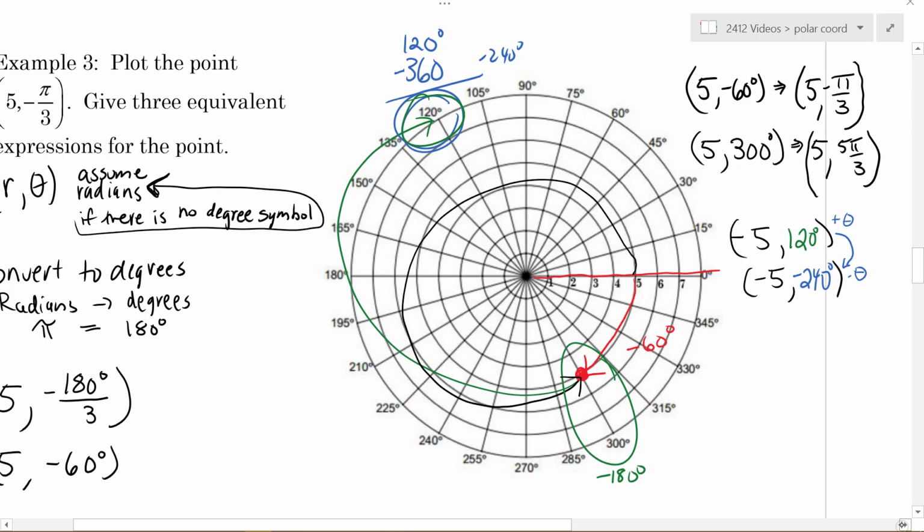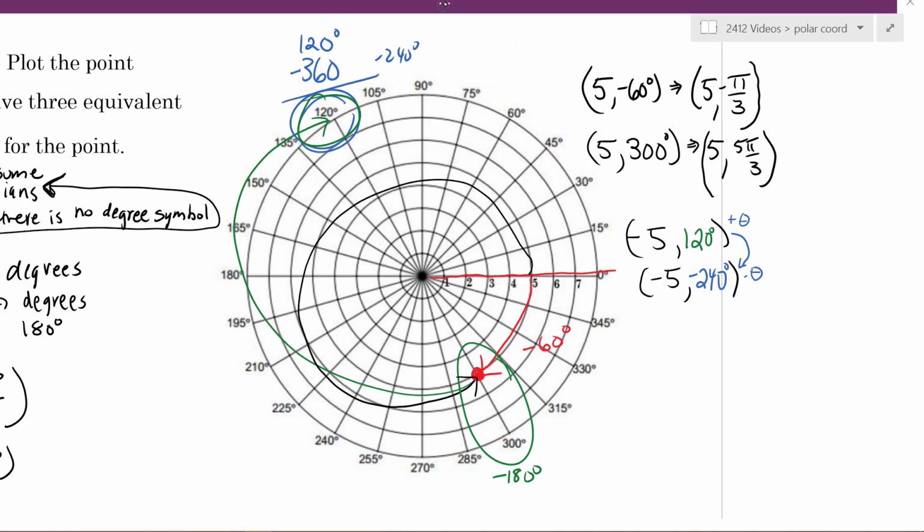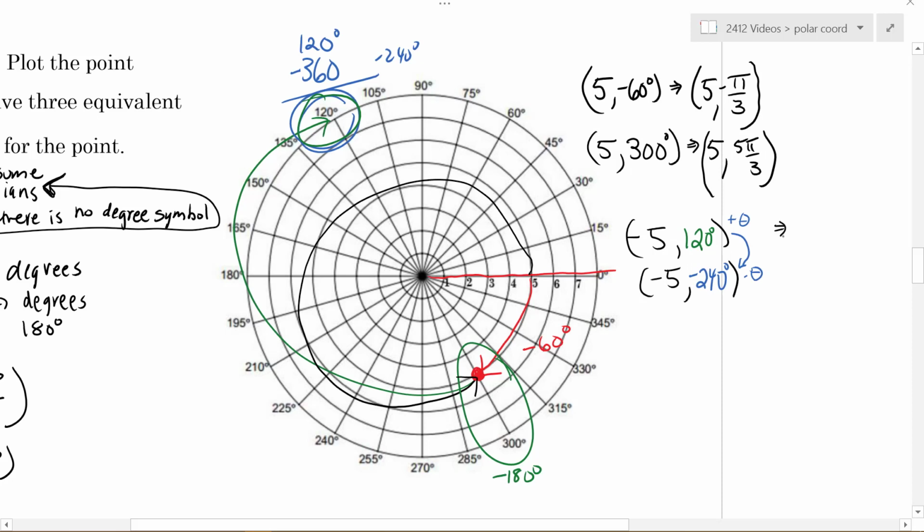Okay, so once I find those angles that accompany the negative r values, I want to make sure that in the end, if I started in radians, I want to end in radians. So let's convert these back to radians. Okay, so what is 120 degrees in terms of radians? And we actually know that straight from our unit circle, right? That's 2 pi over 3. What about 240 degrees? 240 degrees, we know that from our unit circle. In radians, that's 4 pi over 3. And I'm just going to put a negative sign in front of that.